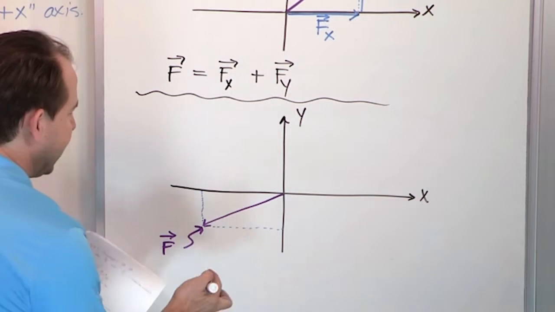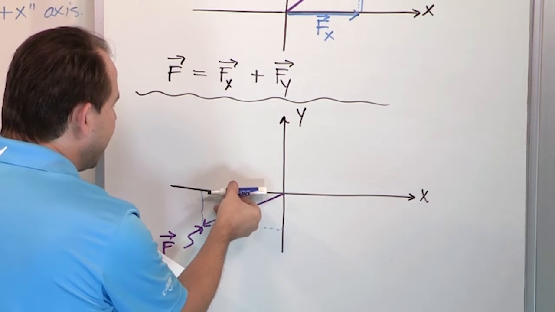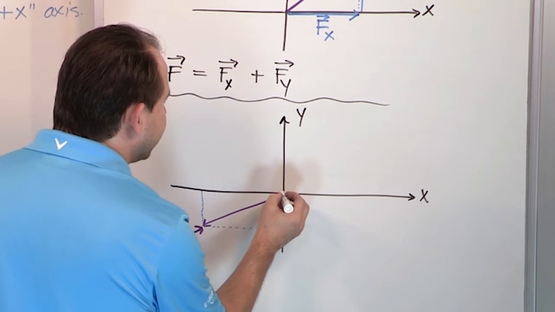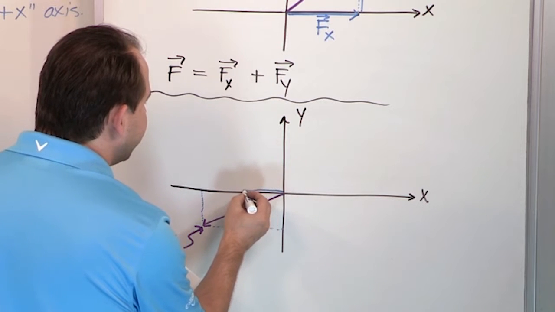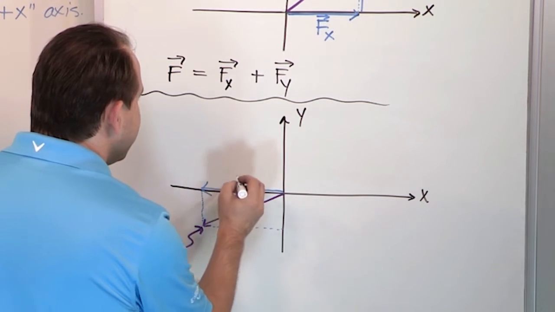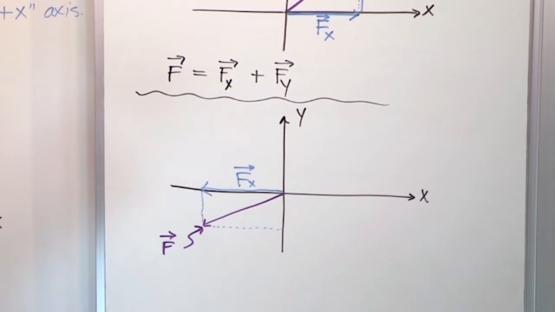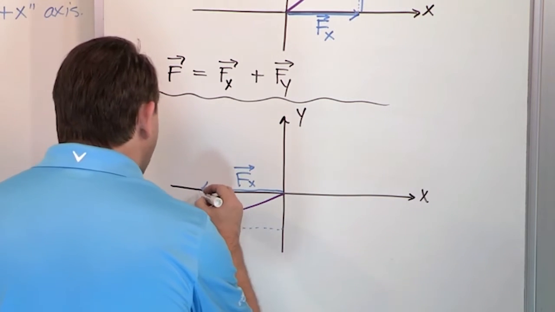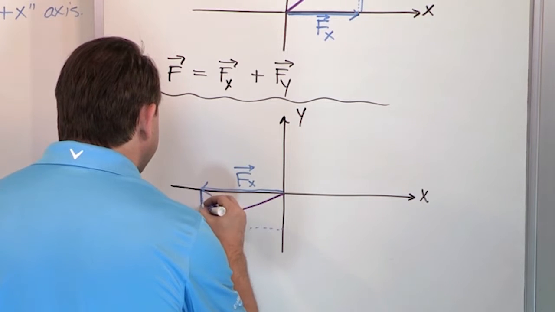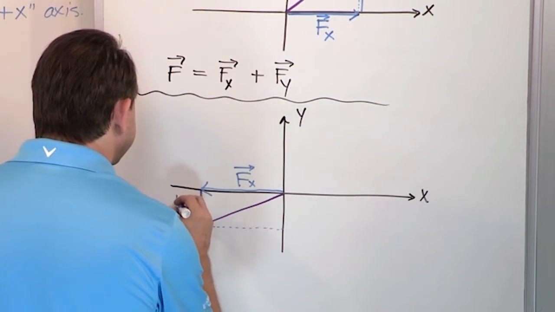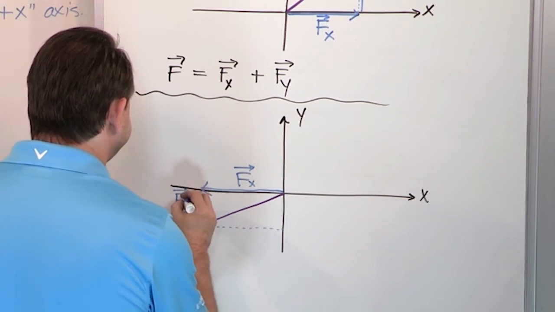And what I basically said is this length here, the projection on the x-axis, is the x component. So it's going to be basically right here. This is f sub x. It's a vector quantity because it points a certain direction. And then we have a y component, which goes up here like this. And this is the y component.